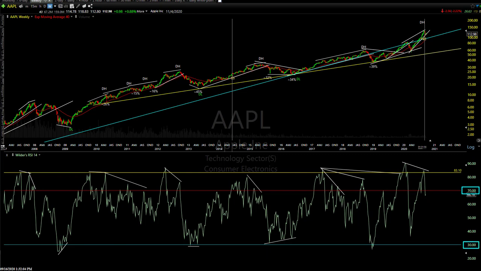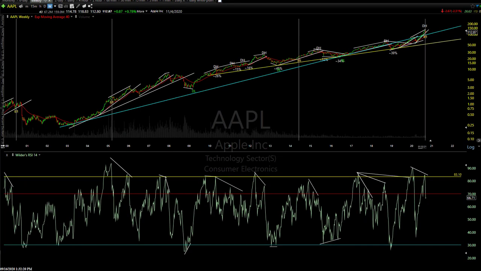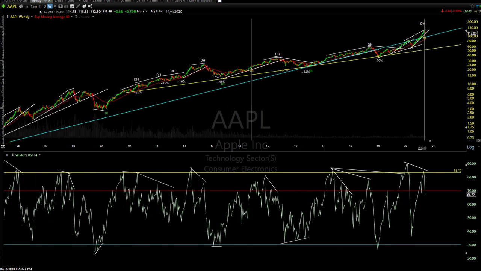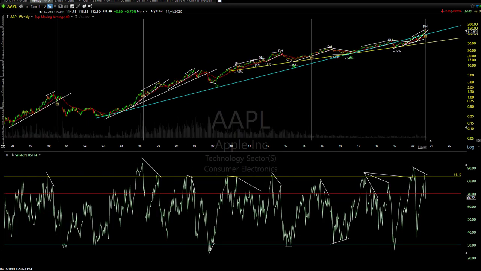However, 70 doesn't work with Apple. Apple's a crowd favorite. They buy it and they keep buying it and they love it, and it gets ahead of itself, and then it has corrections. I've measured out all those corrections on this chart: 39%, 34%, 45, 16, 15, 26, and so forth and so on. And so what we have in common, and I'm rolling back here decades.